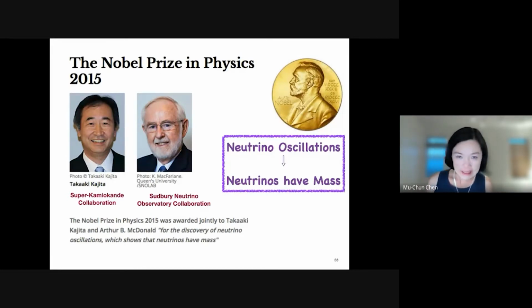And this led to the Nobel Prize in Physics in 2015 to Professor Takaaki Kajita-san from the Super Kamiokande collaboration. And I saw that Kajita-san will be giving a talk in December in Taiwan. So this is actually exciting. And sharing the prize together was Professor Art McDonald from the Sudbury Neutrino Observatory collaboration. Right, so the Nobel Prize in Physics 2015 was jointly awarded to Kajita-san and Professor McDonald for the discovery of neutrino oscillations, which indicates that neutrinos have mass.